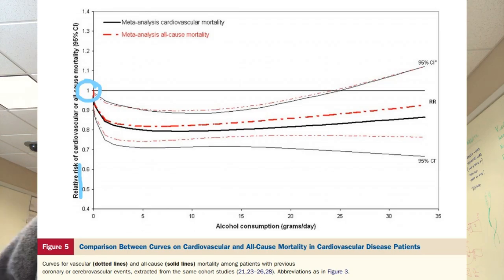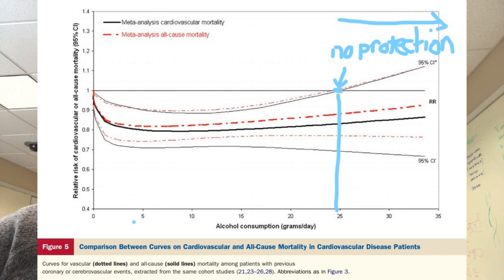So relative risk, I just want you to know a couple of numbers, and then you'll be set. 1 is no difference in risk. It doesn't matter if you drink or don't drink alcohol. It has no effect on your mortality. The x-axis is how much alcohol you drink, and you can see at around 24, 25, give or take, there's no protection because it crosses 1 at that point.